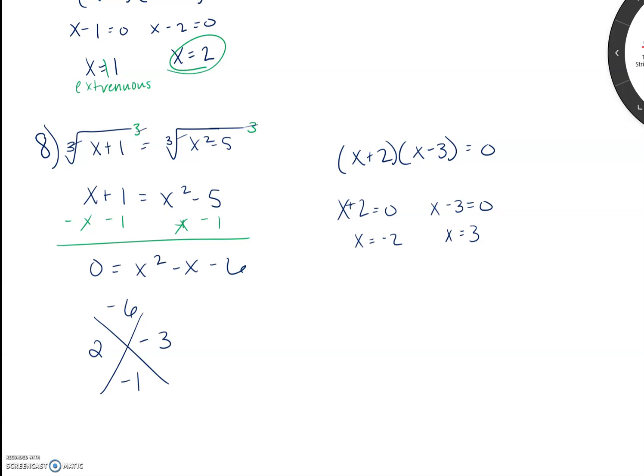So, all right, negative 2 plus 1 is negative 1. Negative 2 squared is 4. 4 minus 5 is negative 1. And the cubed root of negative 1 is negative 1. So that's a solution. Remember, odd roots can be negative.